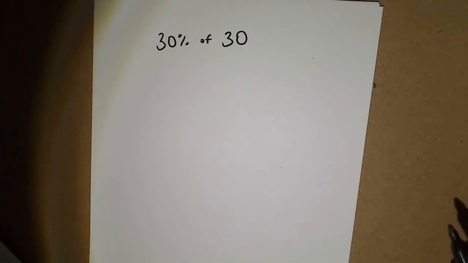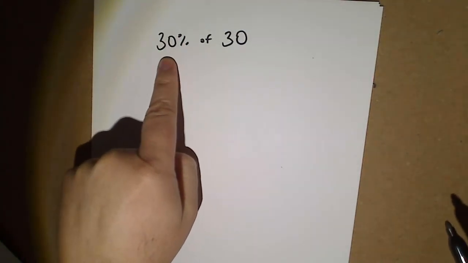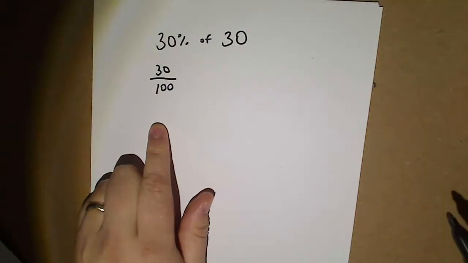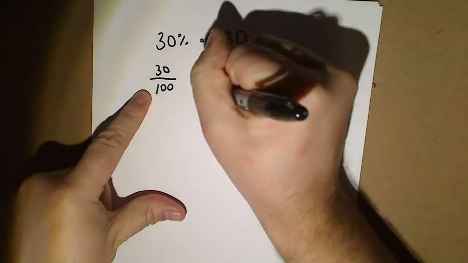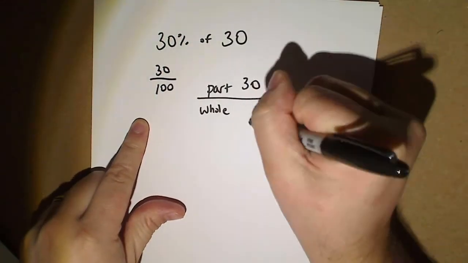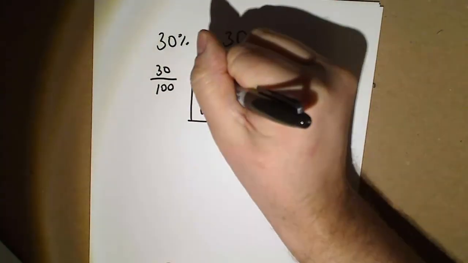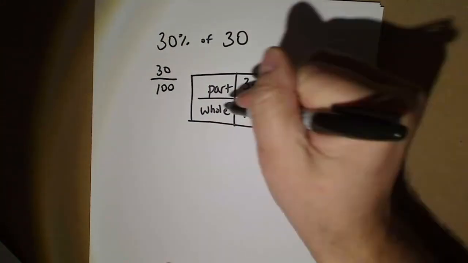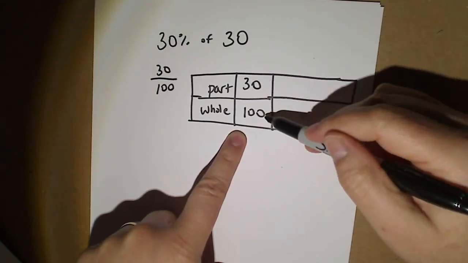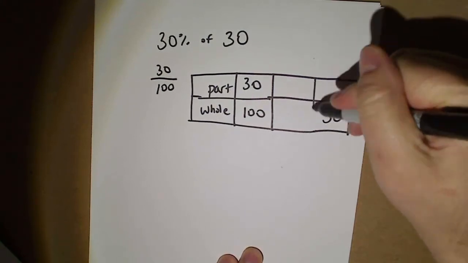There's another method though, and this one's more like a ratio table. Remember, this percent is really just a ratio. That 30% is the same thing as saying it's 30 out of 100, right? That's a part to whole ratio. Part to whole. So our part is 30. Our whole is 100. So all I need to do is take this percent as a part to whole ratio and figure out, if it's 30 to 100 whole, what would it be to 30 whole? So I'm going to put 30 down here and figure out what this is going to be.